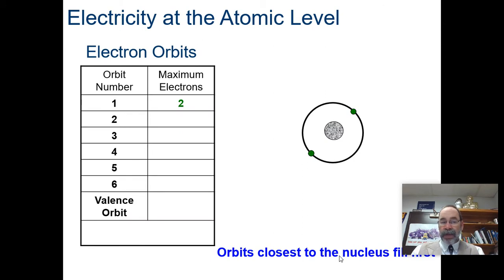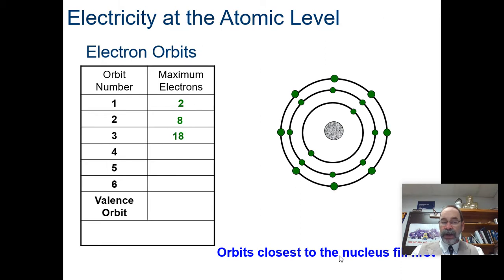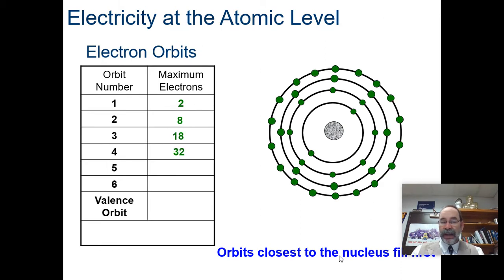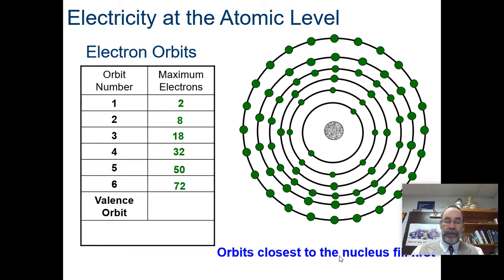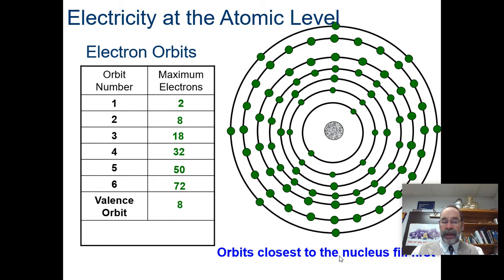So if we've got 2 electrons, the orbit number is 1. If the orbit number is 2, then you might have 8 electrons. 3 would give you 18, and so on and so forth. So what's our valence number in the last one? 8. Those are on the very outside.